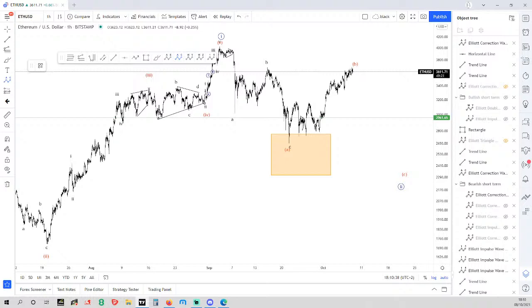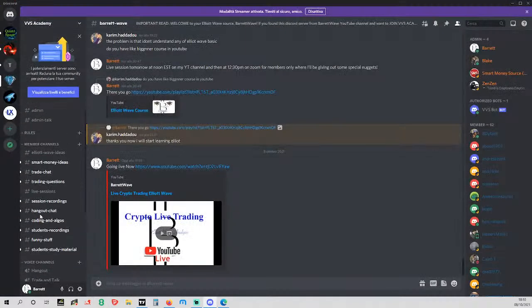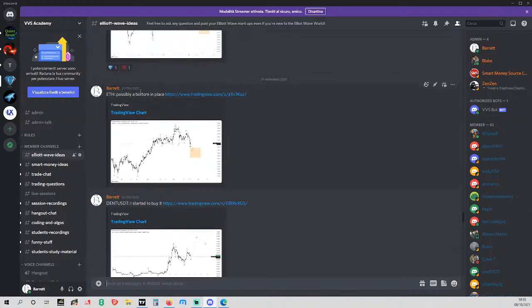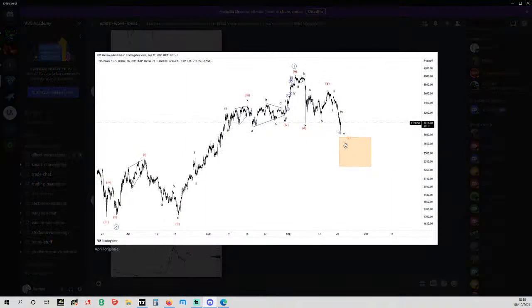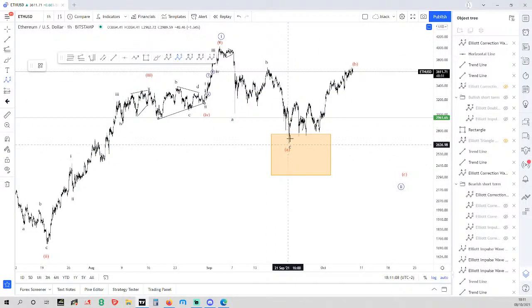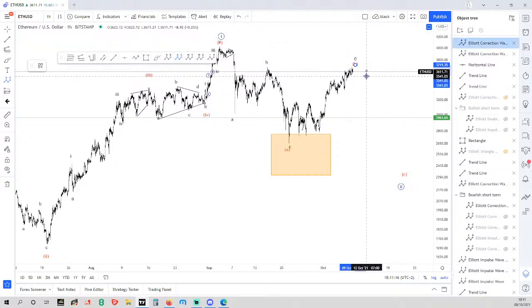within VVS. So here we have the VVS Discord, and on Elliott Wave Ideas, here on September 21st, I said ETH possibly bottom in place, and I sent the golden box. So as you can see, this is the ETH chart on the hourly, and the golden box is the same as you saw in my TradingView right now. And look at this, boom, and bounced. So that was an easy trade that people got to take advantage of within VVS.